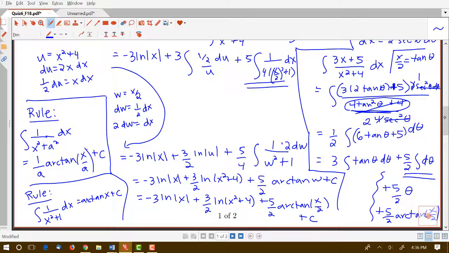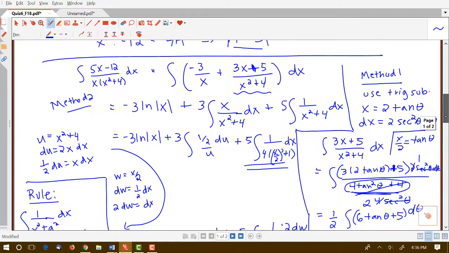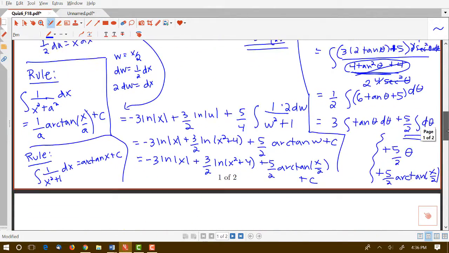So I've written a lot of different things on here just to show you do have multiple ways of handling integrals of this type, like 3x plus 5 over x squared plus 4, something linear over something quadratic. That's a form that comes up all the time in these partial fractions, so you want to make sure you're comfortable with one of these different methods for handling integrating something of that type.